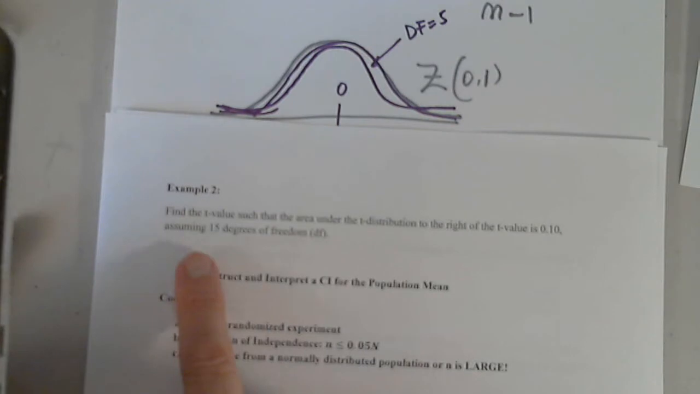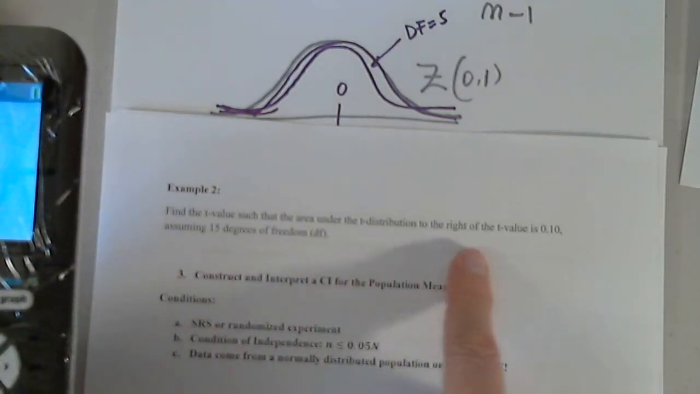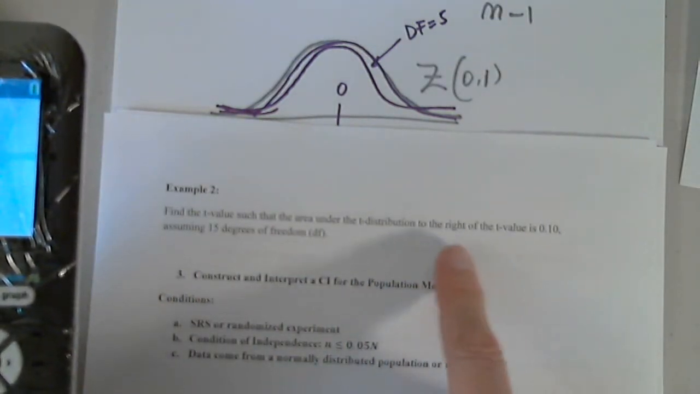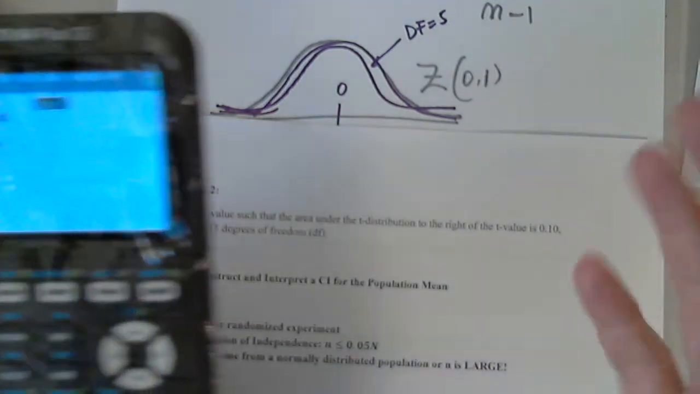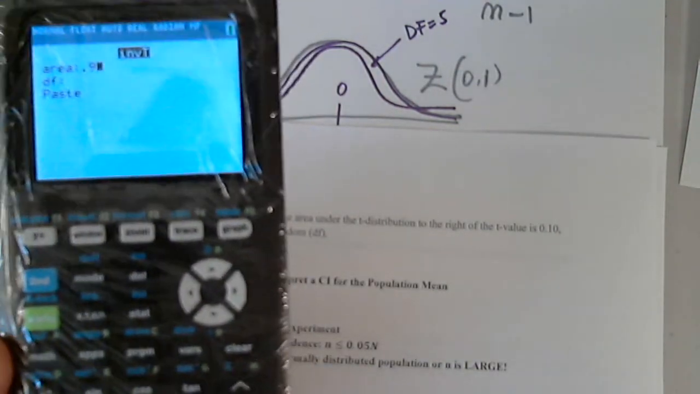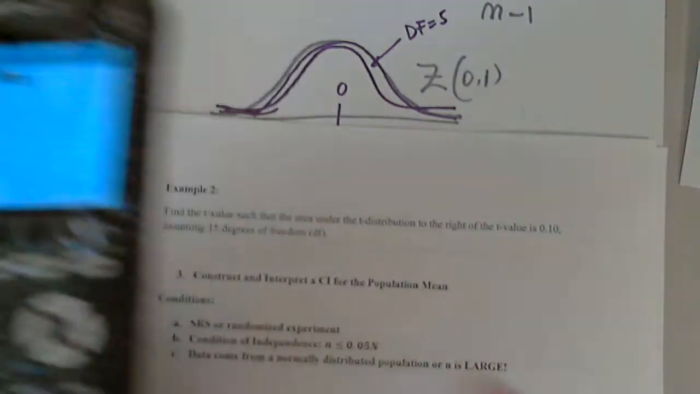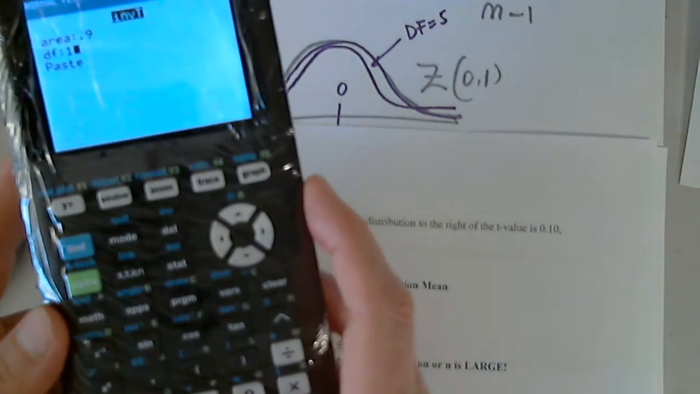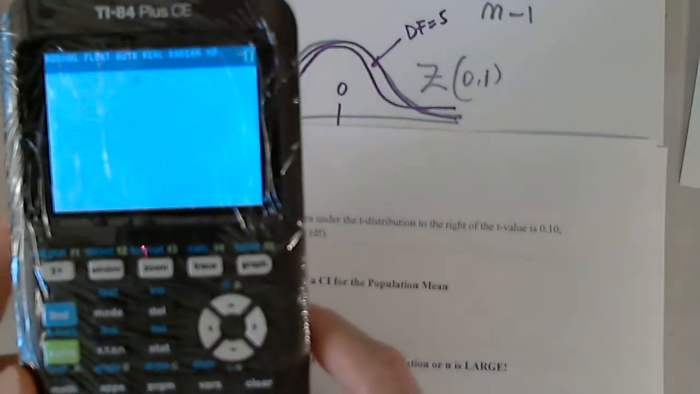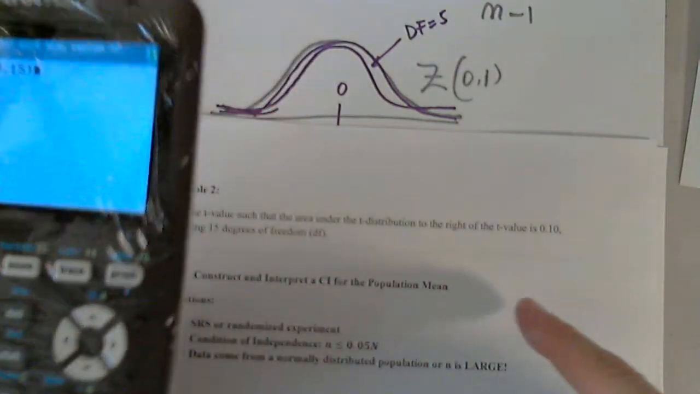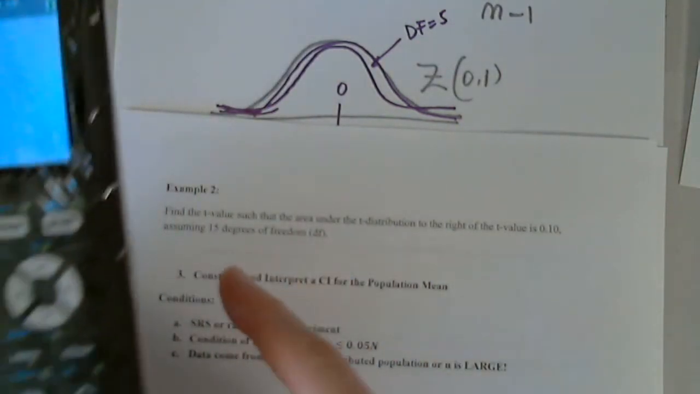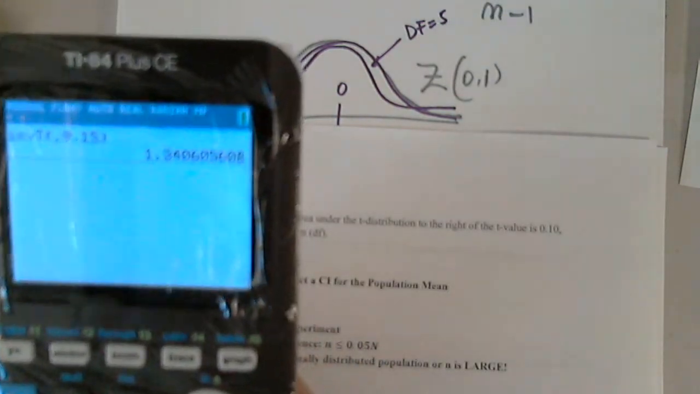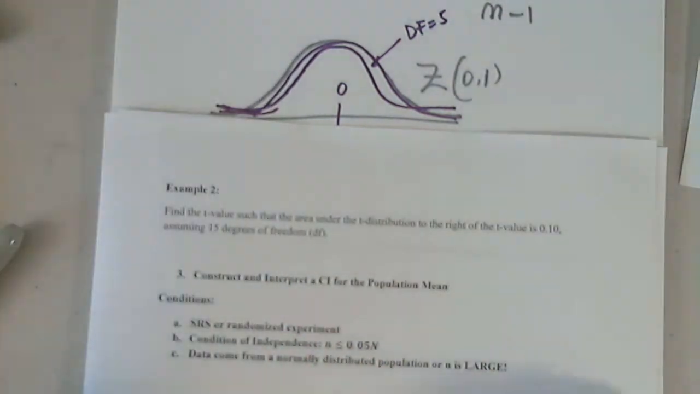Find the t-value such that the area to the right of the t-value is 0.10, so the area to the left is 0.9, assuming 15 degrees of freedom. Okay, 15. And I just want to find this t-value, 1.34. So what does this mean?